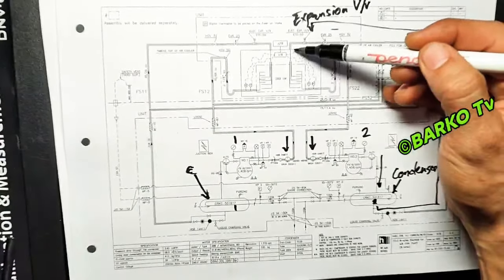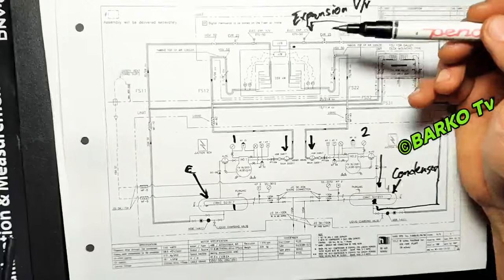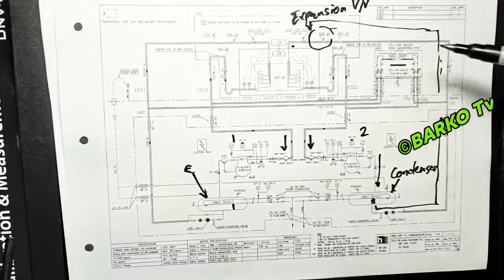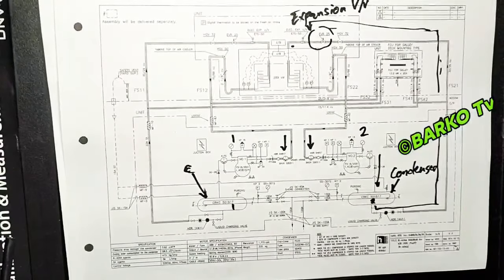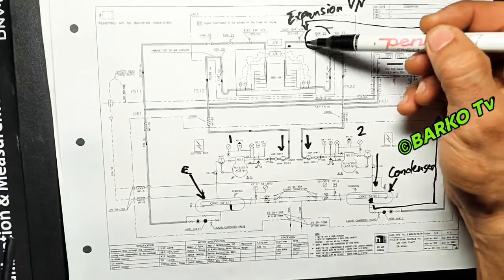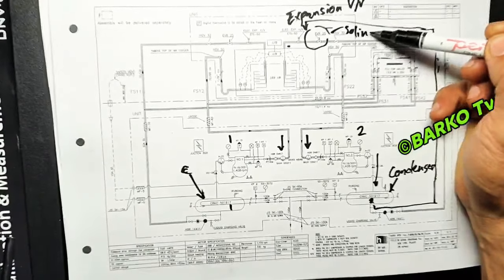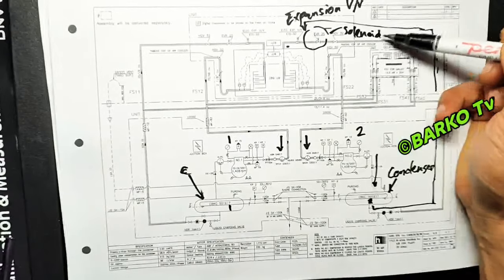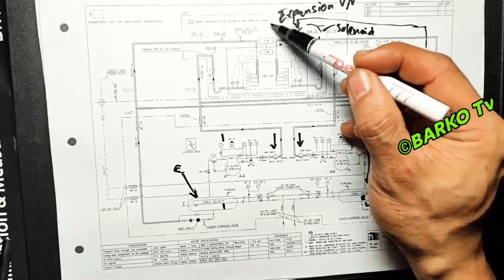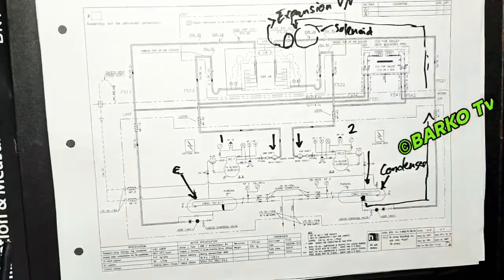And then going to the evaporator. Expansion valve going to evaporator. This is the solenoid. The solenoid is controlling the flow. If the temperature reaches a certain set point, it will close, and then the refrigerant, or the freon, is going to the receiver. This is the expansion valve.